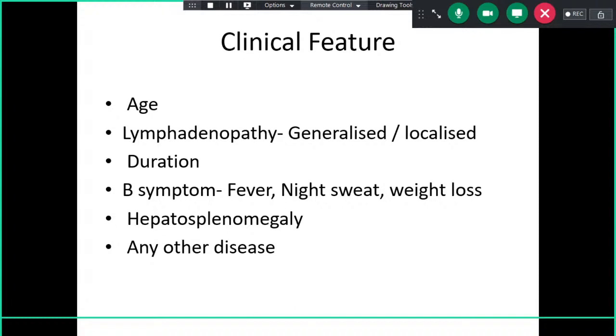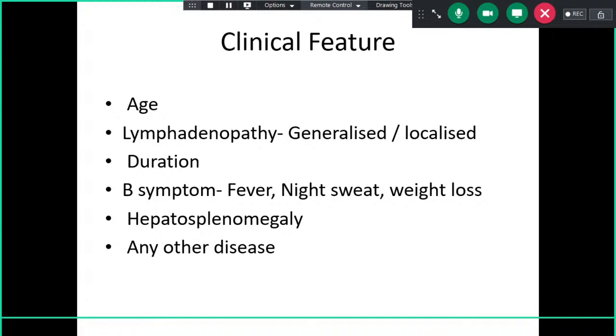So what clinical features should you know when you are seeing a patient with lymphoma? Before classifying, you require at least the age, because there are a few lymphomas which occur in older age, like follicular lymphoma. There is one entity called pediatric follicular lymphoma, very rare. Among blastic neoplasms, mostly B lymphoblastic lymphoma is more common in children than the generalized or localized forms.